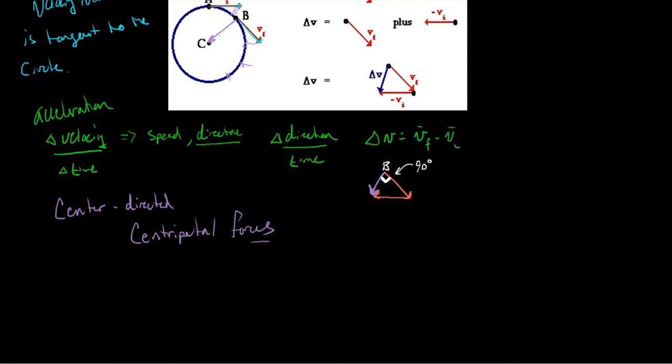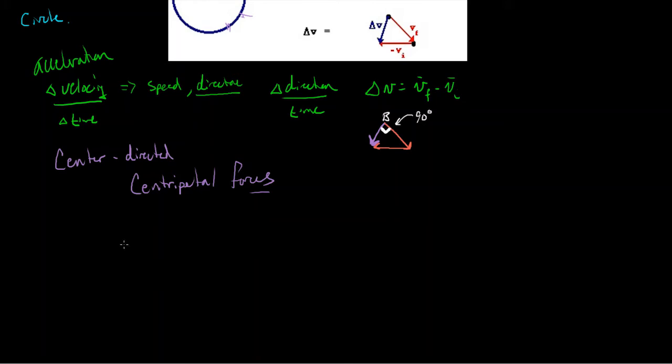The last thing we need to talk about, though, is what the equation for this is. The equation for the acceleration in a circle is given by v squared over r. That's the speed of your object squared divided by the radius, which gives you your centripetal acceleration. And that's where we're going to stop for today.